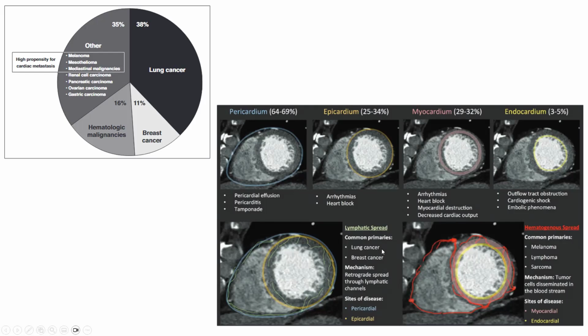Lymphatic spread is more common in lung cancer, and generally they are more in relation to the epicardium. Hematogenous spread is more common with melanoma, and they are more commonly endocardial generally. This patient actually succumbed to the disease just before surgery was planned, I think 2 weeks back.